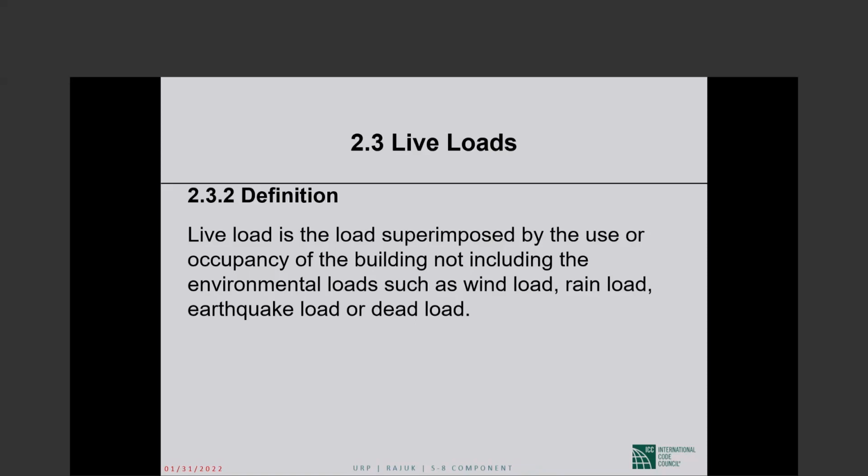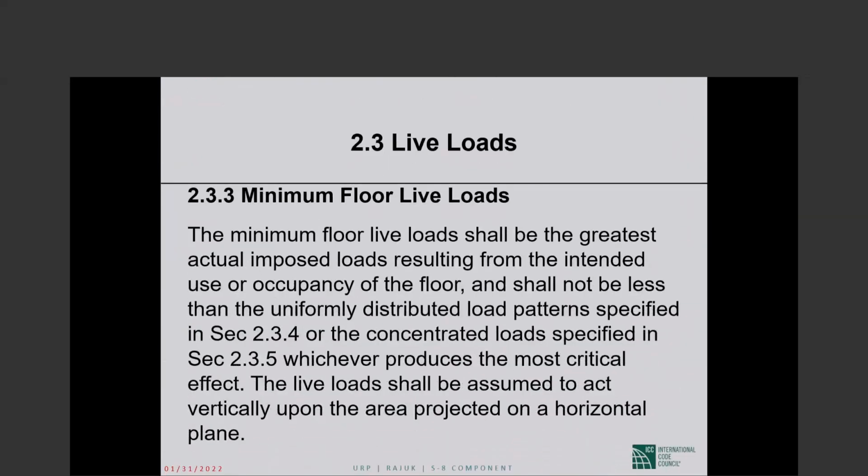Live load is the reason why we erect our structure. Live load is the load superimposed. Why it says super, I don't know. I would have said imposed by the use or occupancy of the building, not including the environmental loads such as wind load, rain load, earthquake load, dead load. So all those, dead load is not an environmental load. Why they wrote it here, I don't know. But anyway, live loads are exclusive of those.